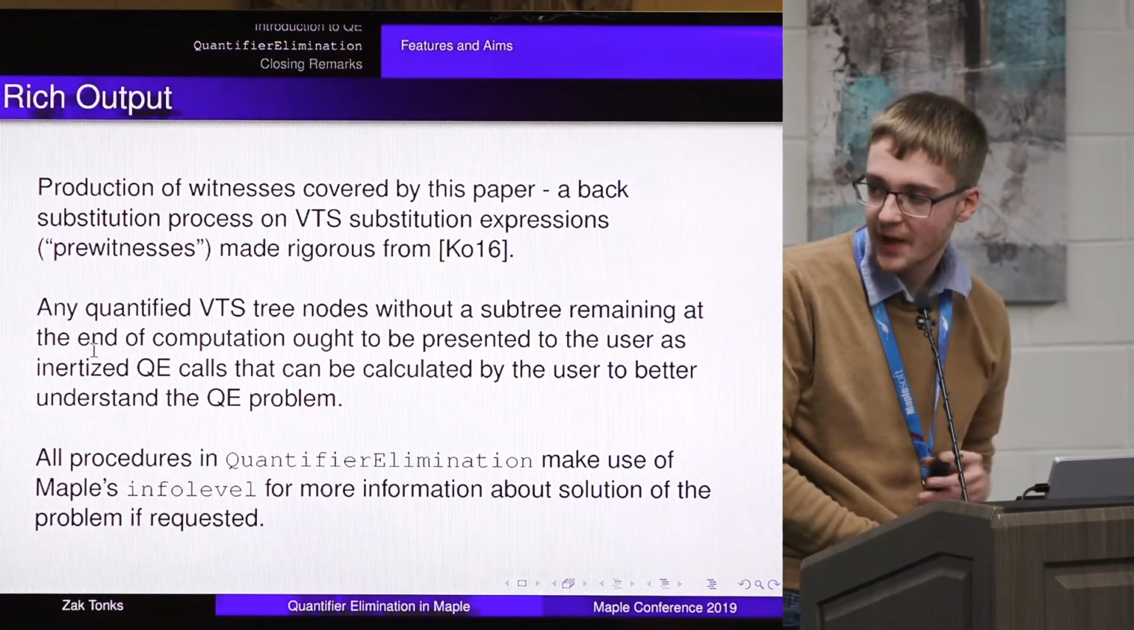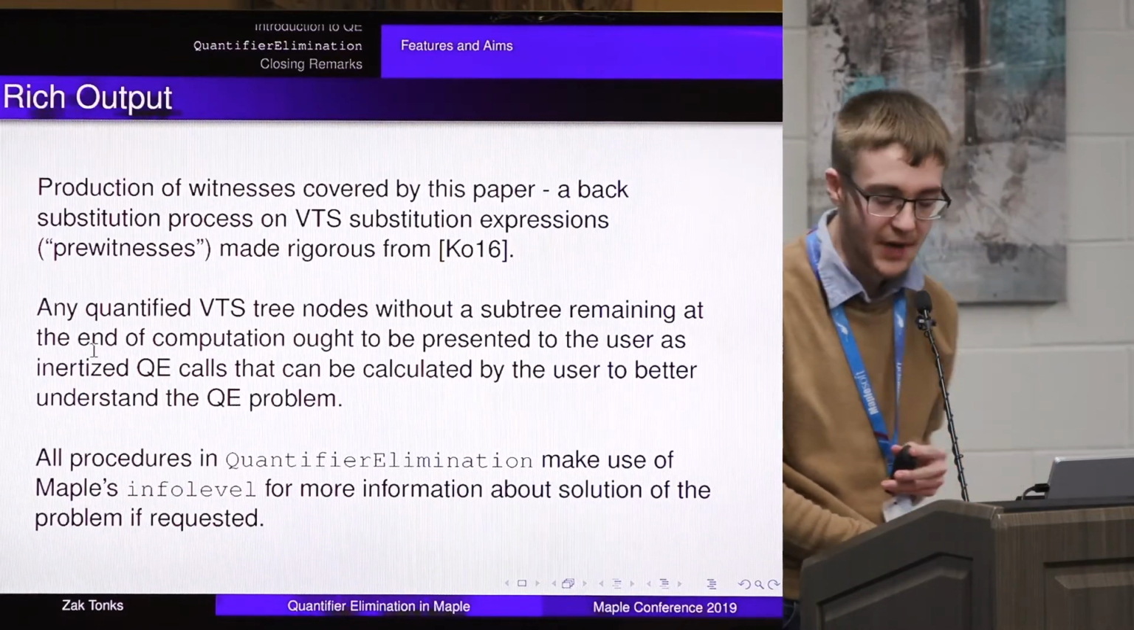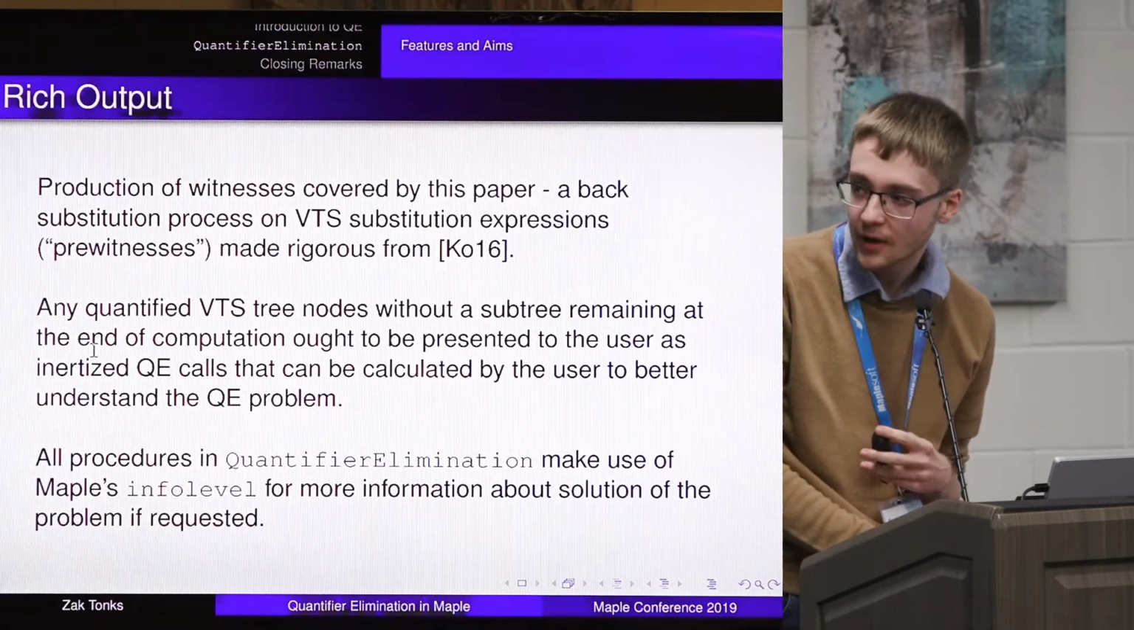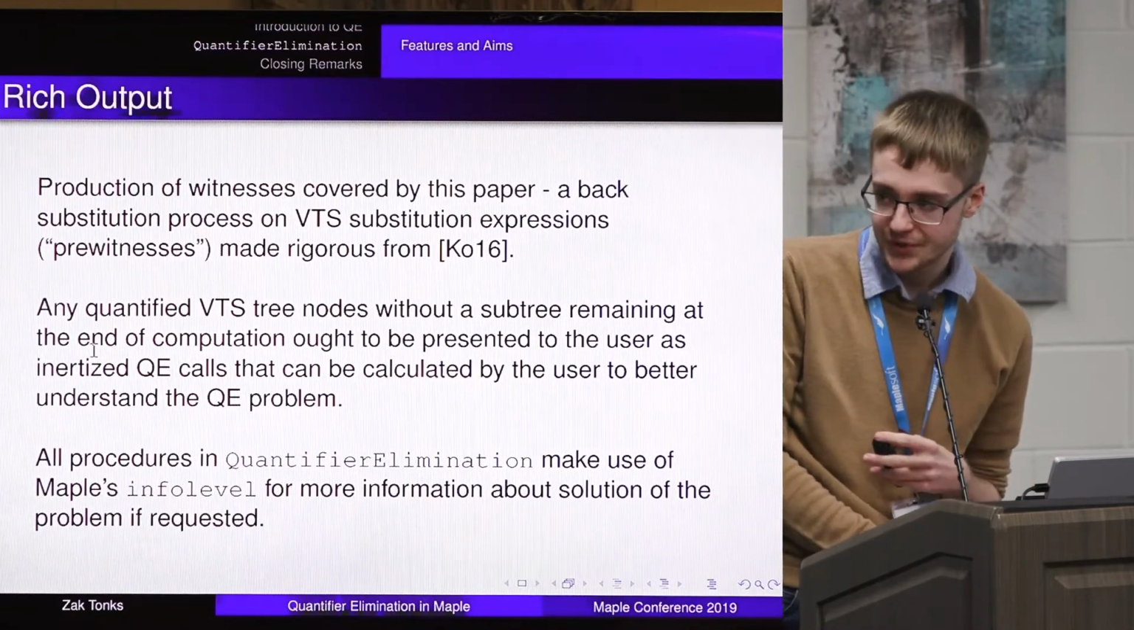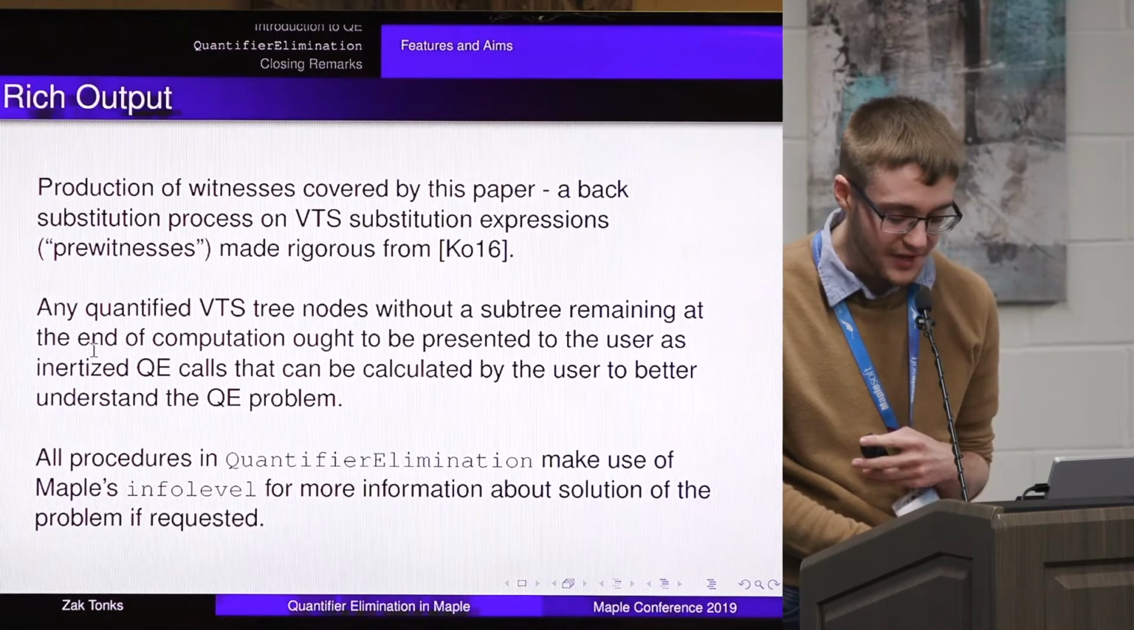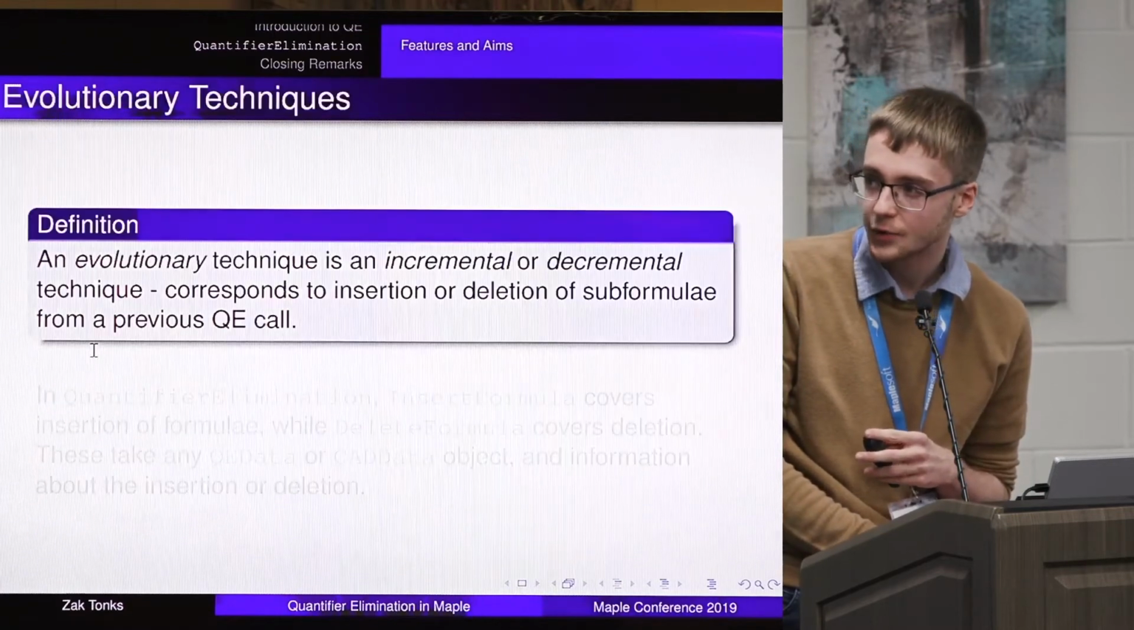And all these procedures make use of Maple's info level, which is basically if you want to print extra information about how the problem was solved, then these routines use that.